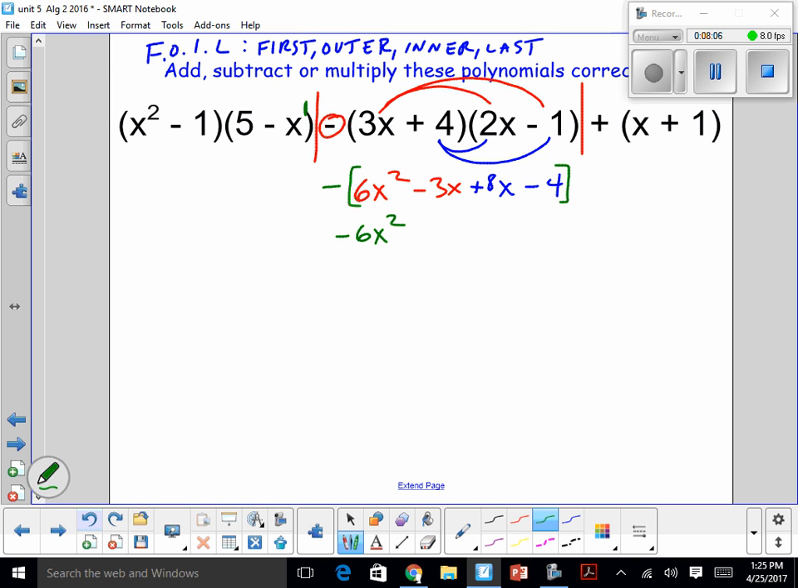Someone out loud, please tell me what is the opposite of a negative 3x? Thank you. Someone different. What is the opposite of a positive 8x? Thank you. Someone different. What is the opposite of a negative 4? And this takes a moment for someone who hates adding and subtracting positive and negative numbers.